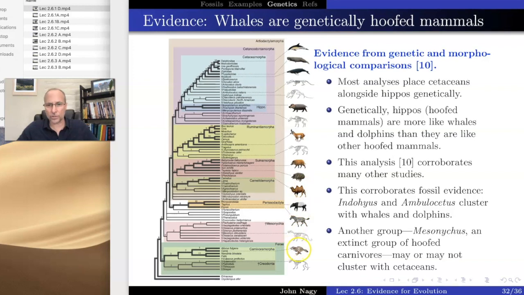Okay, so here's dogs, cats, and so forth like this. These are the carnivores and so on. And here a bunch of other hoofed mammals. These are the odd-toed hoofed mammals, the Perissodactyla. And here are what have traditionally been called the artiodactyls. And then here are the cetaceans.